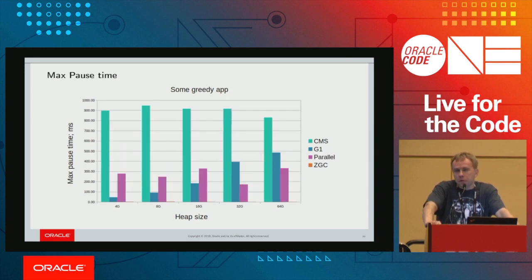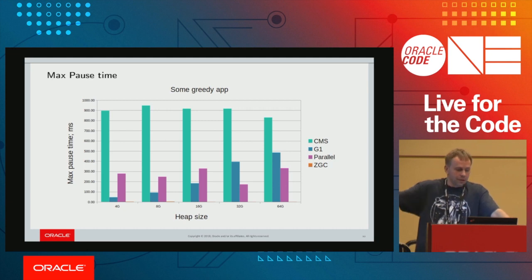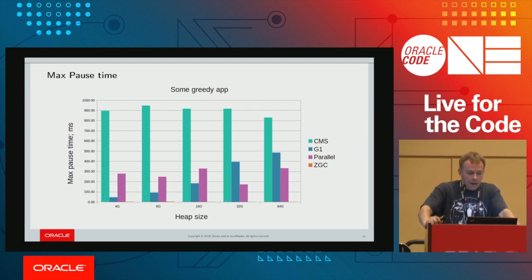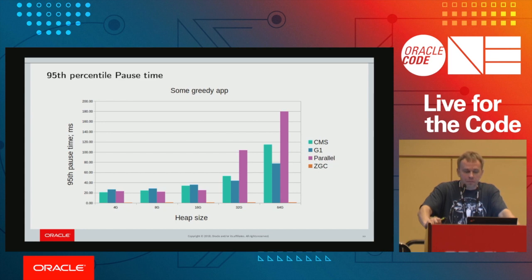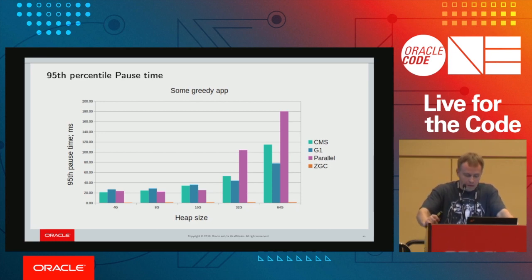Okay, this is the distribution of pauses. It's the max pause time which I observed. ZGC is not visible on that chart, but it exists. The max pause time for ZGC in that case was 2 milliseconds. This is the 95th percentile of pause times. Looking at the distribution here, CMS looks much better, and ZGC is still invisible.